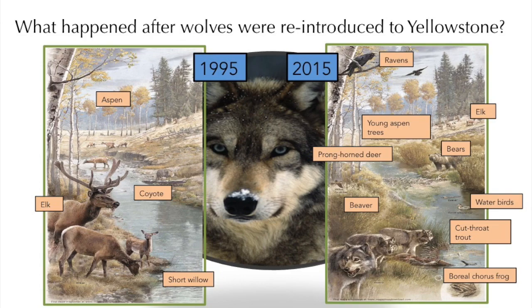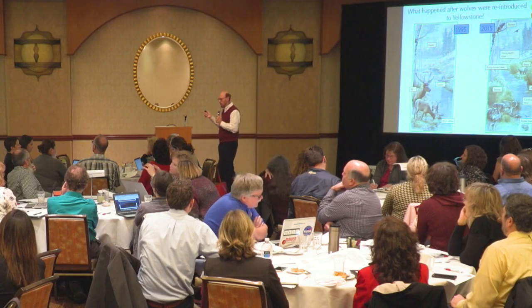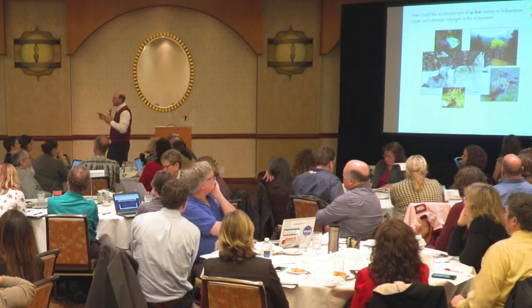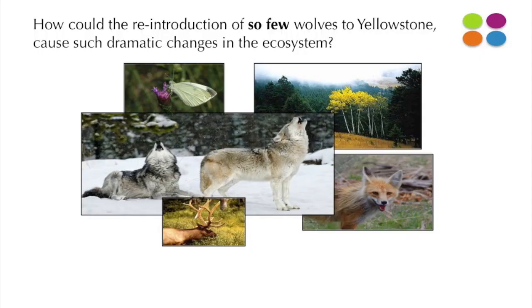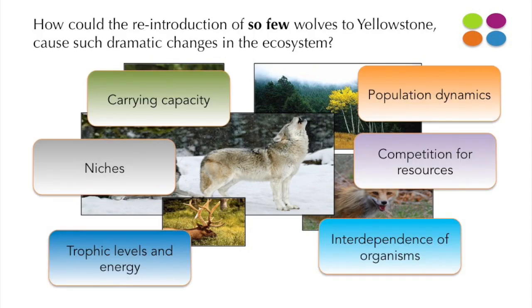Then about 20 years after wolves were brought in, the ecosystem looks like it does on the right, much more diverse. Now, how can you introduce an apex predator that eats nearly every other mammal in the system and make the system more diverse and rich? How is that possible? That is what's puzzling. In the Yellowstone scenario, kids have to understand population dynamics, the trophic levels of energy, carrying capacity, interdependence of organisms, niches, competition for resources, and then all the interactions between them.